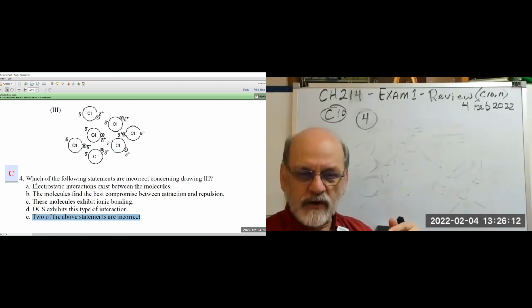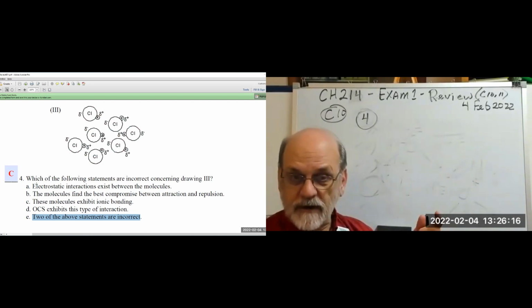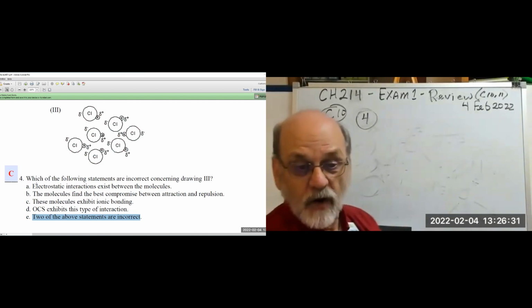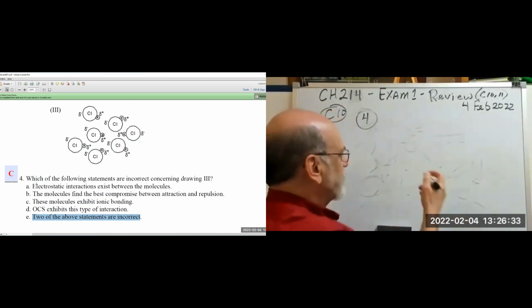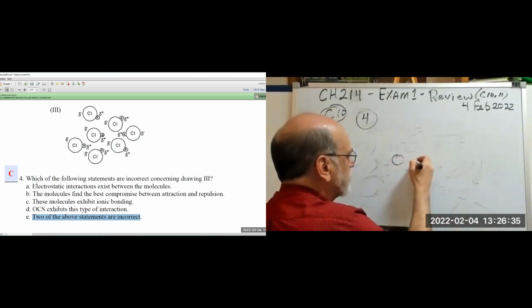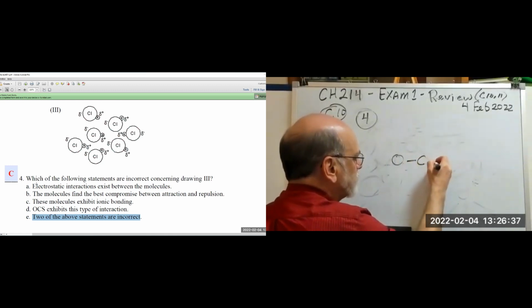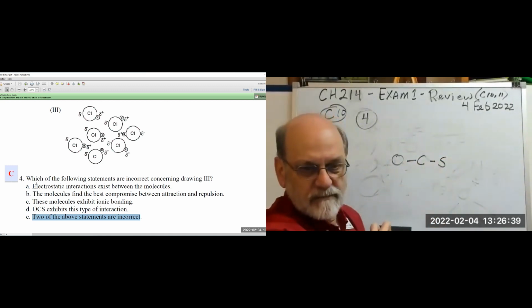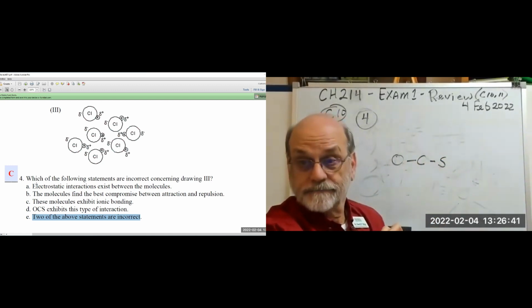C, these molecules exhibit ionic bonding. False. We have no ions in this mixture. D, OCS exhibits this type of interaction. So what do they mean by OCS? They mean oxygen, carbon, sulfur.